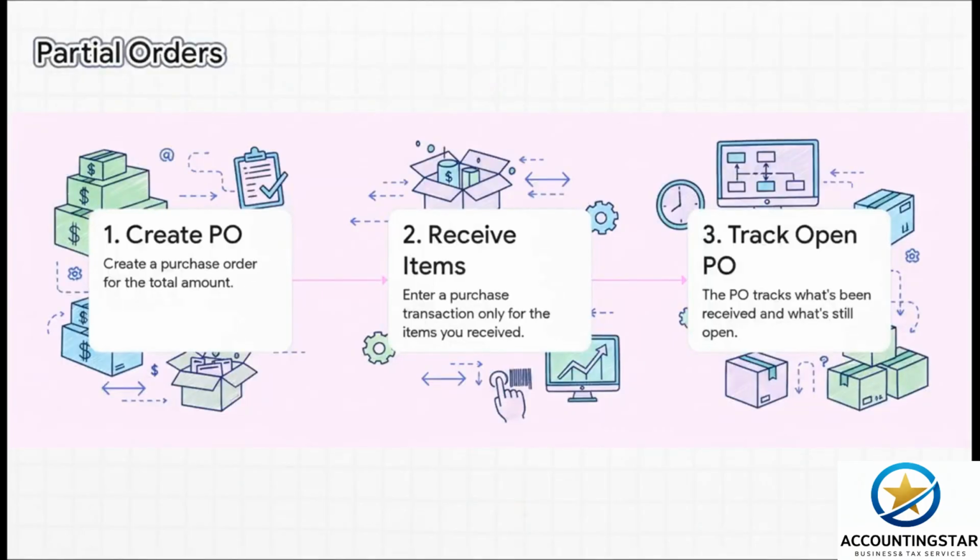First, you create a purchase order for the full amount, all 100 units. Then, when those 70 show up, you turn that PO into a bill, but you just change the quantity on the bill to 70. The best part? This keeps the original purchase order open, and it clearly shows that you've received 70 and you're still waiting on 30. No more sticky notes on a monitor.